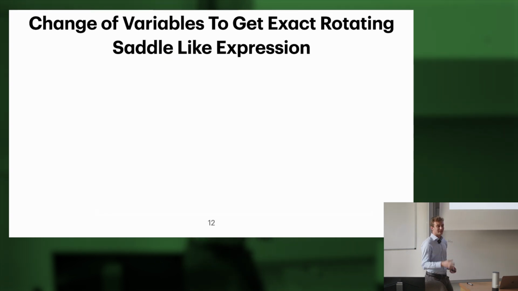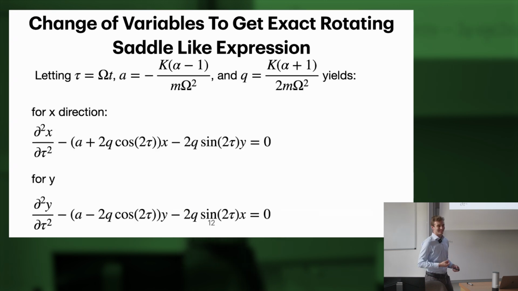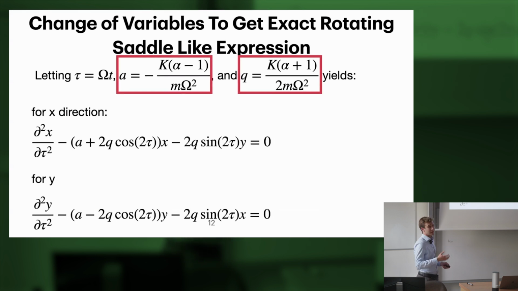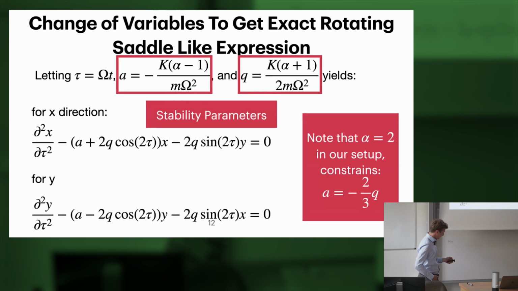To make this an exact expression like a rotating saddle, we use this change of variables. So we introduce a dimensionless time and two parameters, A and Q, which make the equations of motion in two dimensions more manageable. But still, what are these A and Q? They're not random variables that make the equations look better, but they are the stability parameters in a rotating saddle. I also want to note an additional similarity. Even though in the rotating saddle literature this alpha can be anything, in our gravitational binary setup this alpha has to be exactly equal to 2 because of the way the system is set up. That restricts A and Q to follow the relation A equals -2/3 Q.